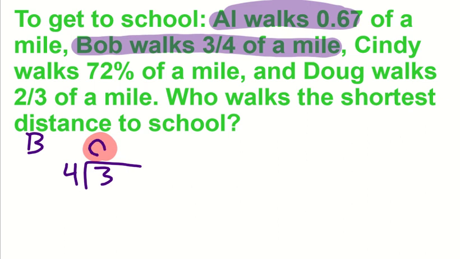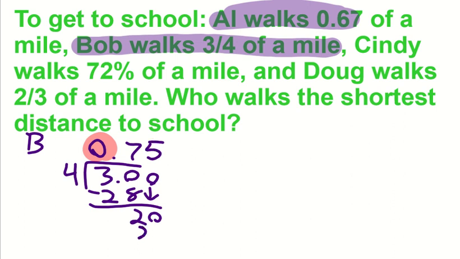It doesn't go into 3. We put a decimal, add zeros, right? How many times 4 go into 30? 7. 7 times 4 is 28. Get 2, bring down another 0. How many times 4 go into 20? 5. No remainder, so that's where we stop. Bob is 0.75. So already, Bob is going to be farther than Al, okay?